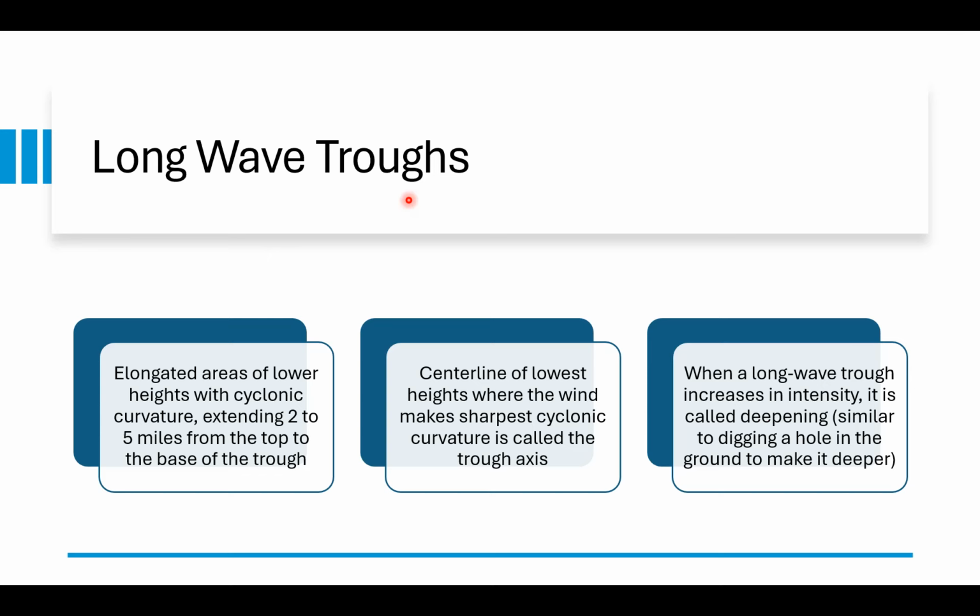Now let's turn our attention to long wave troughs and long wave ridges. We'll start with long wave troughs. These are elongated areas of lower heights with cyclonic curvature, or cyclonic turning of the wind across the trough axis. They generally extend 2 to 5 miles from the top to the base of the trough. The center line of the long wave trough is the center line of the lowest heights, where the wind makes the sharpest cyclonic curvature. This is known as the trough axis.